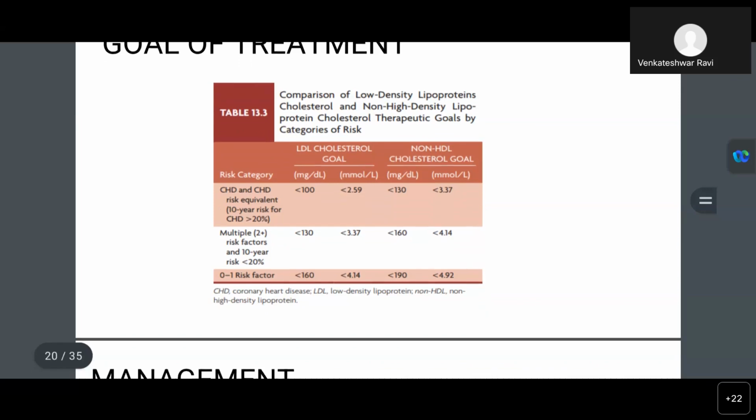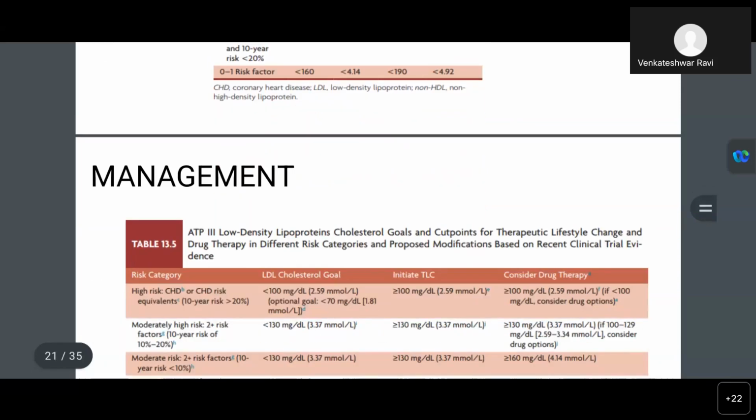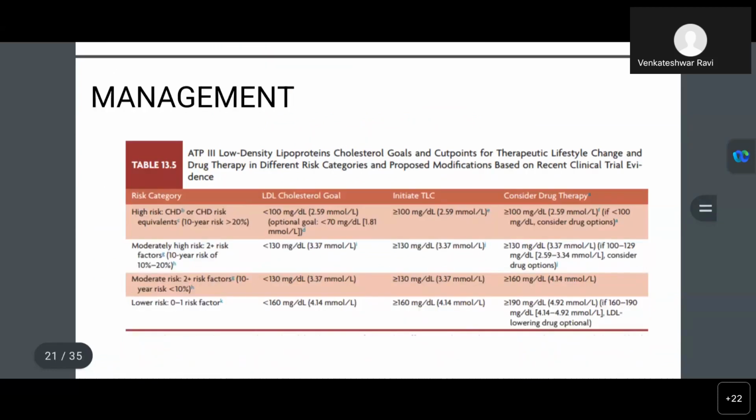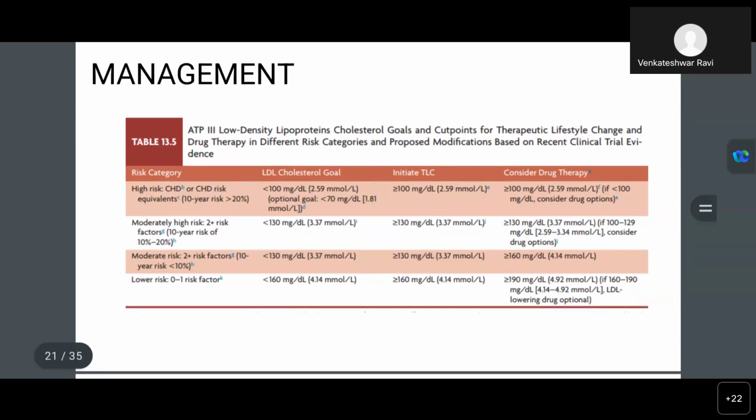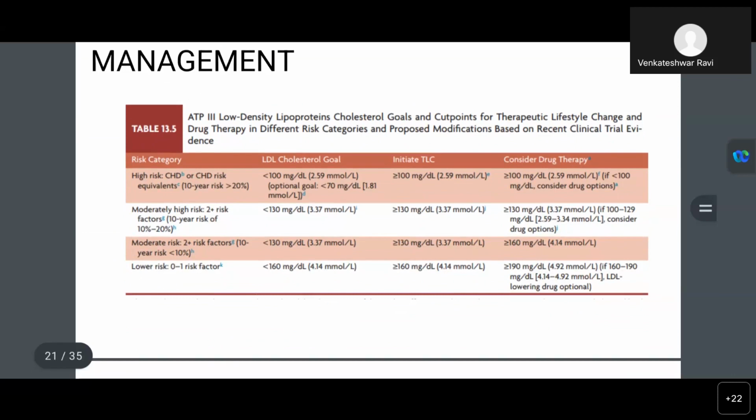If you are above these levels, then you have to go for either lifestyle or drug therapy. In a coronary heart disease patient, we should initiate therapeutic lifestyle changes. We should initiate both therapeutic lifestyle changes and moderate drug therapy above 130. If LDL is above 190 only, we should consider drug therapy. Then what is this therapy?